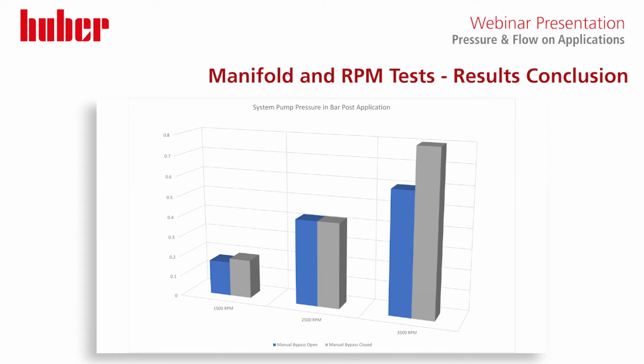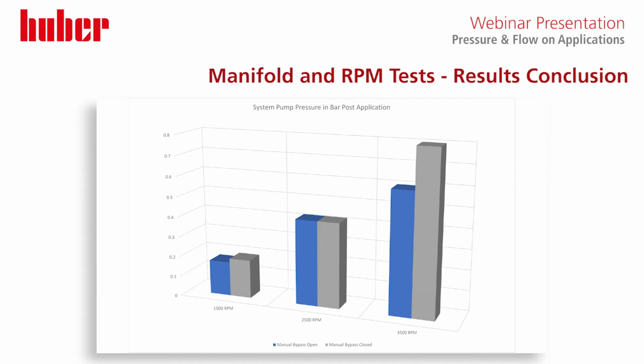Obviously we can see that when we increase our pump speed, we're applying a greater pressure to the system because the pump is forcing fluid against a kind of a back pressure restriction. So if I was setting up my glass reactor, just looking at this graph, I would probably choose 2,500 RPM pump speed, and the fact that we don't really need a manual bypass because the results for open and close are pretty much bang on the same.